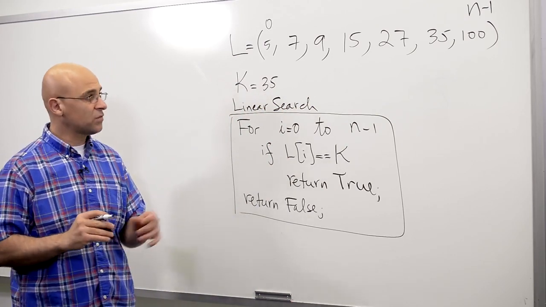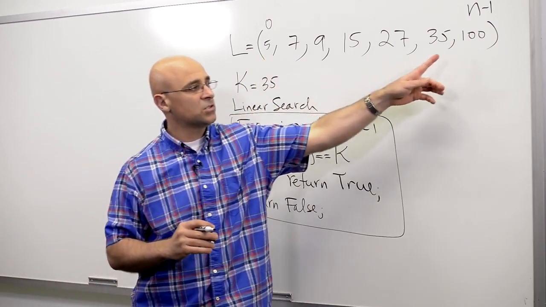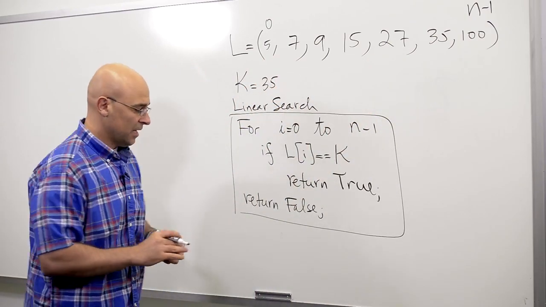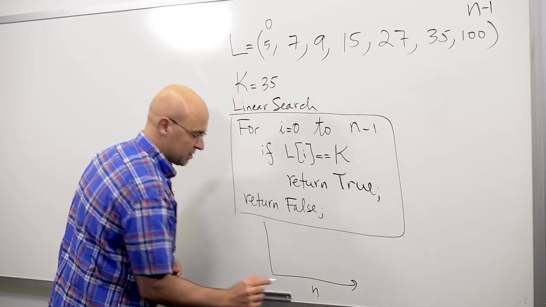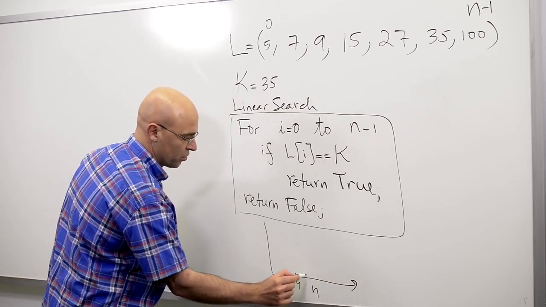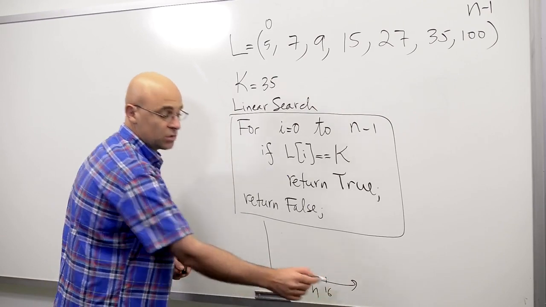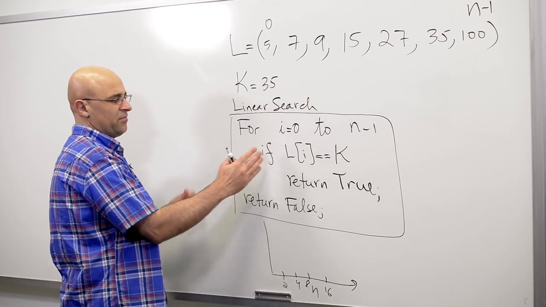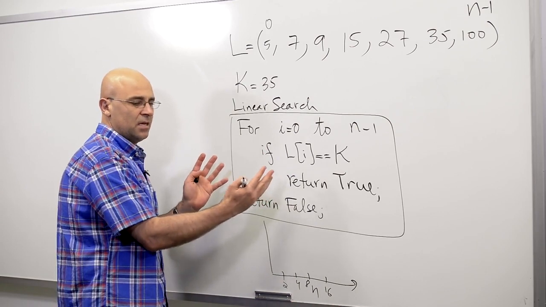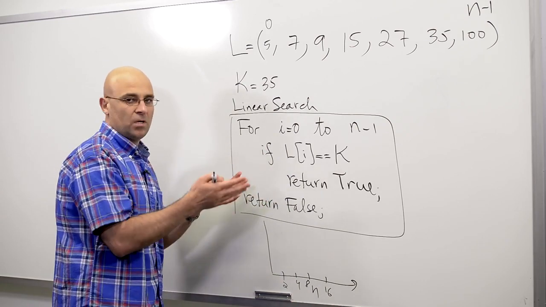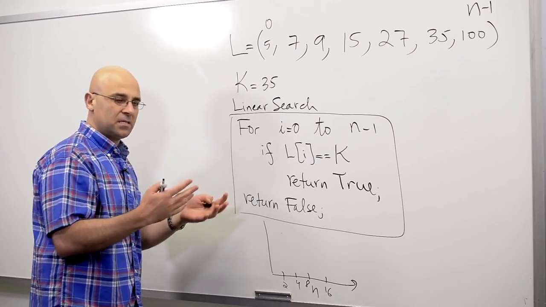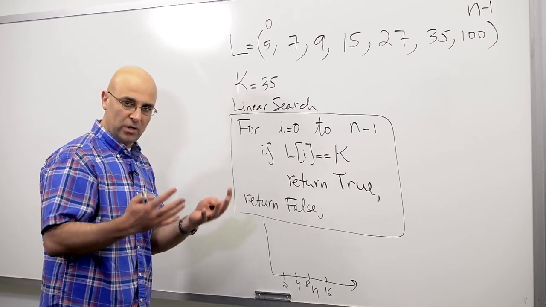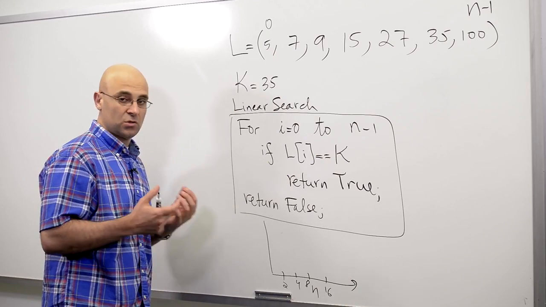Now, you have heard about growth of functions and how the running time of algorithms changes as we increase the input size. If I look at the input size here as the size of this list, which is n, and I look at n as it increases from 2, let's say, to 4, to 8, to 16, and so on, you will notice that if I double the size of the list, the running time roughly is going to double. I'm going to be looking at twice the number of elements. If I triple it, the running time is going to triple, because I'm going to be looking at 3 times the number of elements, and so on.